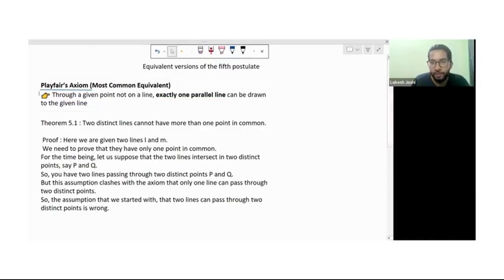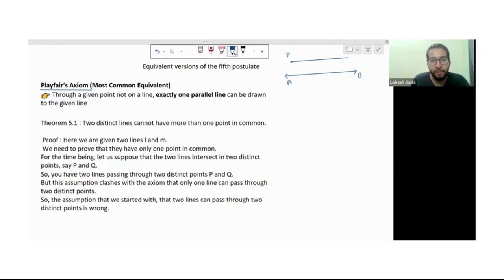Which means, suppose we have any line, this one, and another point which is not on the line. Suppose this line is AB, and this point is P. So Playfair's axiom says that from this point P, we can only draw one line which is parallel to AB, like this. We cannot draw any more lines instead of this one. Only one is possible.